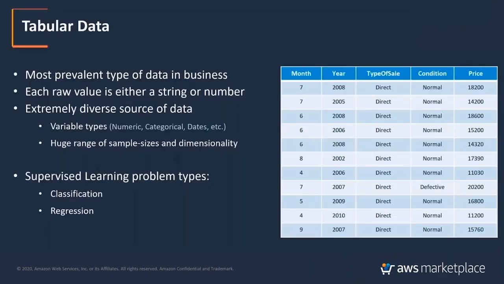So how does it work? Let's first talk about tabular data format. It's the most prevalent type of data in business. Each raw value is either a string or a number, and it's an extremely diverse source of data with numerical, categorical, dates, etc. And even though there's a lot of talk nowadays about things like computer vision and natural language processing, those are actually less diverse, right? Because you don't have things like numeric, categorical, dates and such. You just kind of have one known image type or one known data type for the most part in those scenarios. Whereas with this, you have many different types.